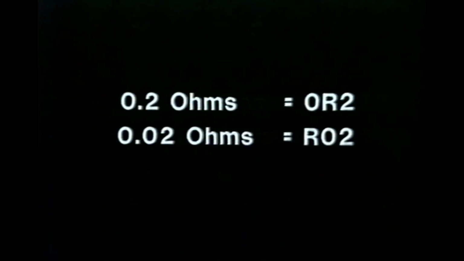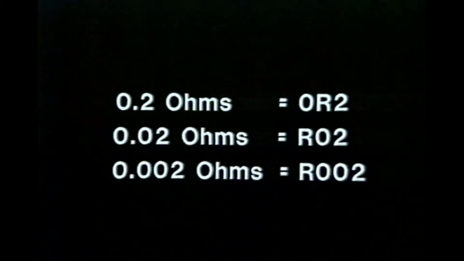In the case of very small resistances where a zero occurs before the decimal point, a zero is now placed prior to the letter R. For example, 0.2 ohms is written 0R2. With even smaller resistance values, the zero before the letter is omitted altogether. In this case, 0.02 ohms is written R02 and 0.002 is written as R002.